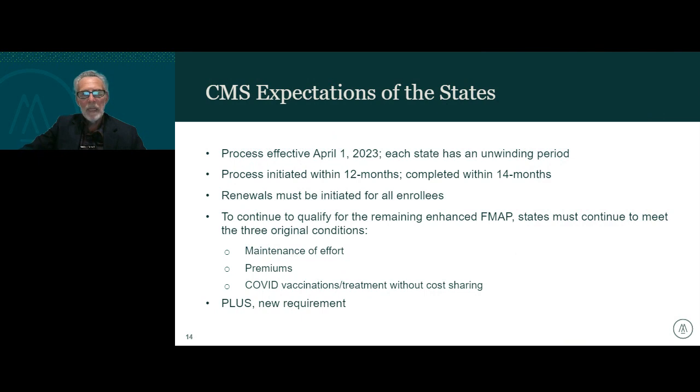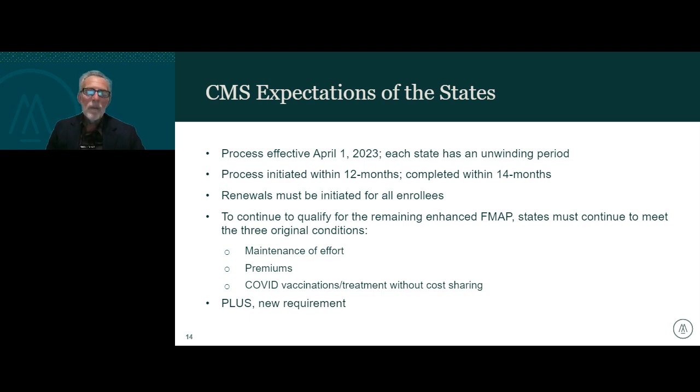And then, as I mentioned, each state is working within an unwinding window. There was a survey conducted, I think it was by Kaiser, to states to get an assessment of what they were thinking here. Most states that responded to the survey indicated that they were going to wait till March or April to even begin this process. And then most planned to take 12 to 14 months to go through the process and return to normal operations.